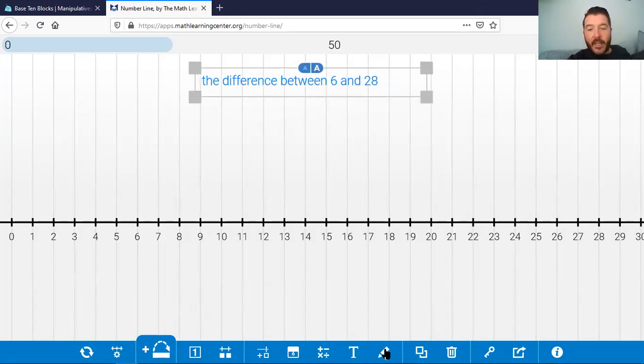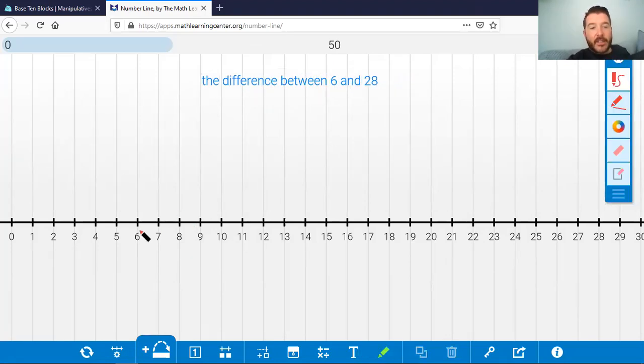Now, first thing I need to do, start at 6 and go all the way up to 28, or start at 28 and count all the way back to 6. It doesn't matter whether you count forwards or backwards here. I find it easy to count forward, so I'm going to solve the difference problems by adding. But it's the same either way. Now, I'm going to make this easy for myself.